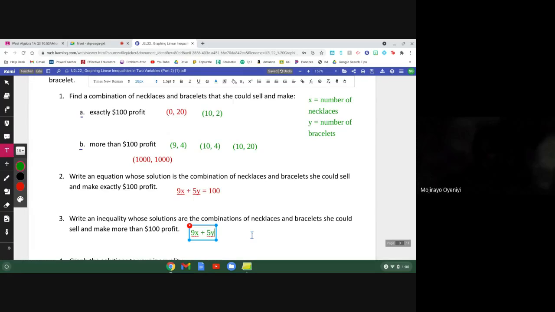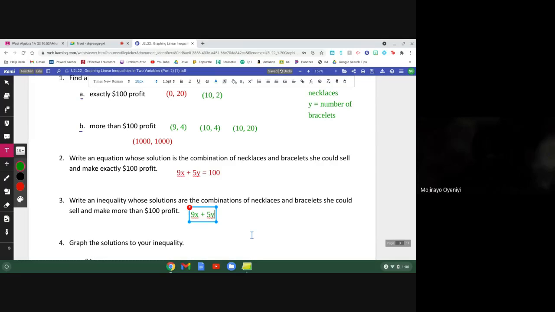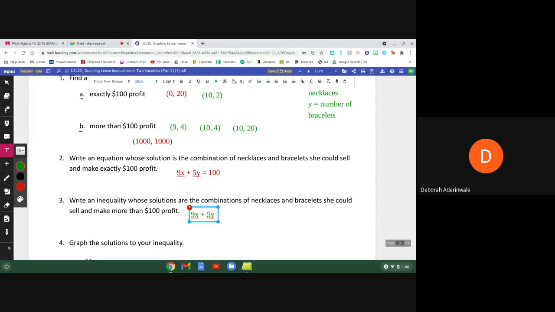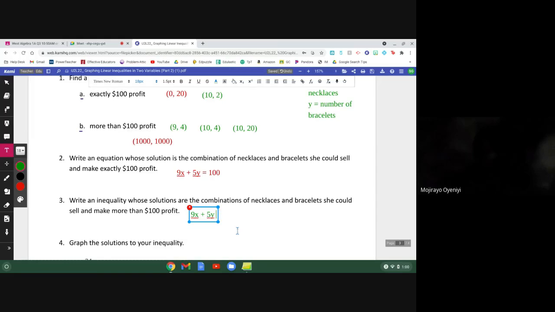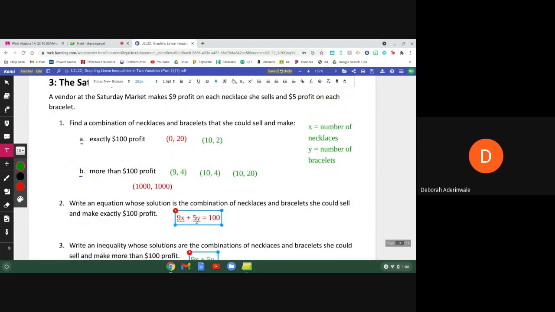Yeah, 9x, because 9x plus 5y equals 100. No, that one is wrong, because that's exactly 100. That's what I was just looking at. You are right. 9x plus. So the first equation is wrong. It cannot be exact 100 if we go by the prices.